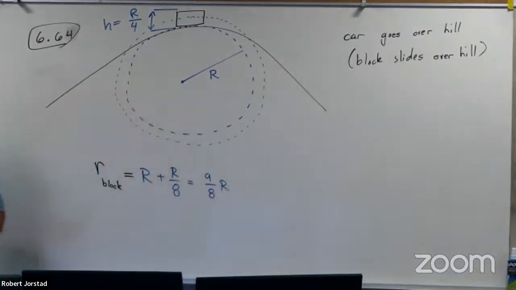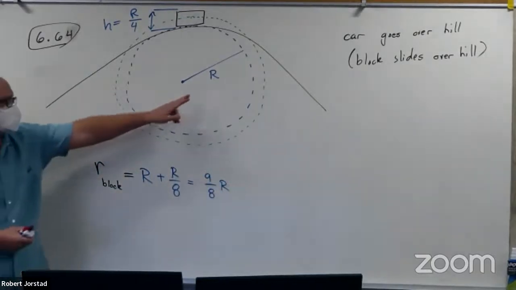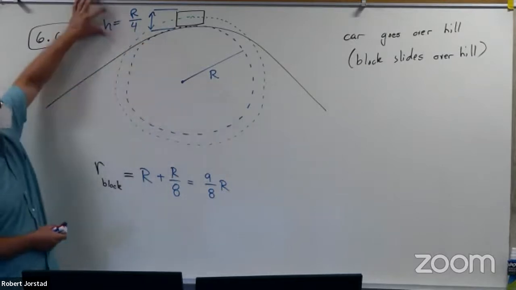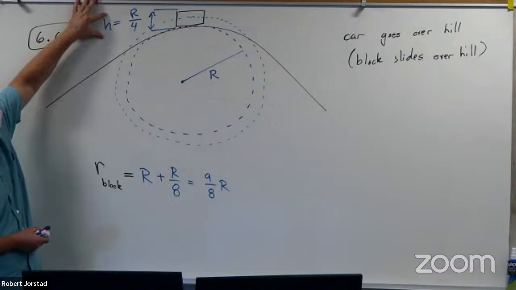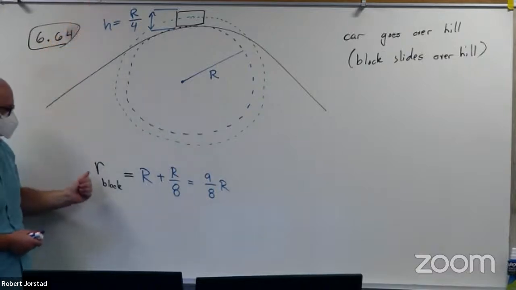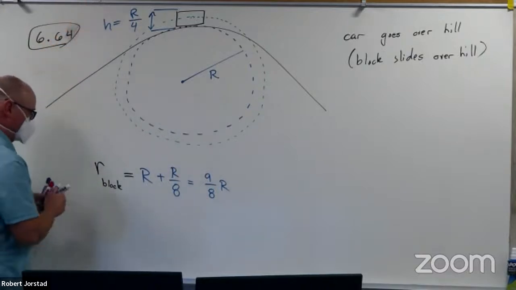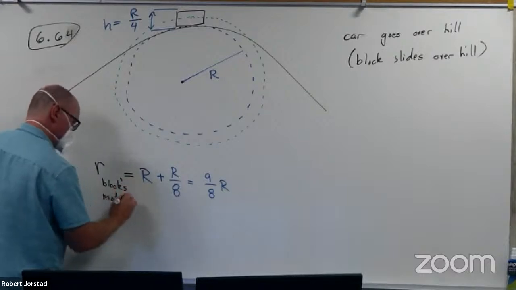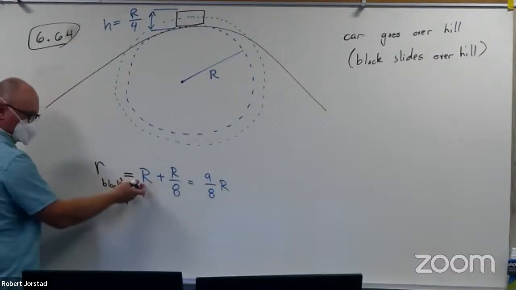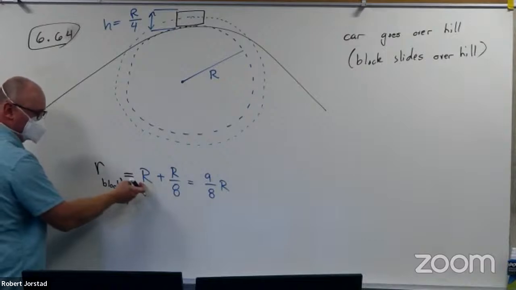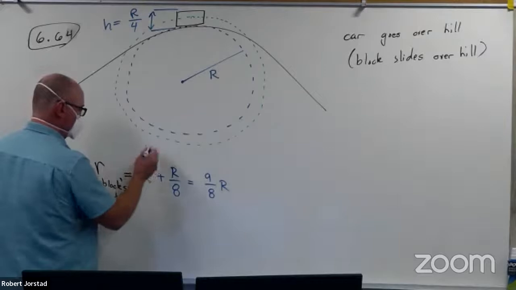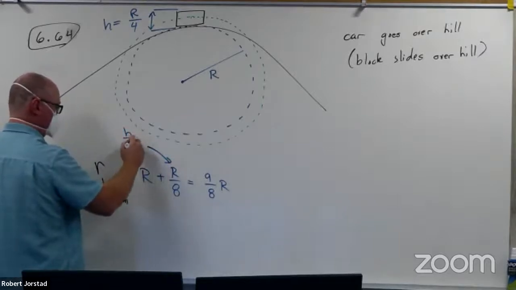So in this problem, we see that if the road has a radius of curvature capital R, and this happens to be the height of the block relative to that radius, the radius of the block's motion is actually that circular motion curvature plus half the height. So to be clear, this is height over 2.